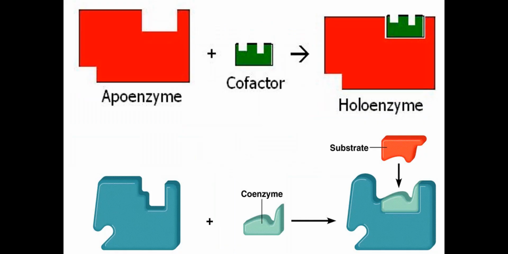This is the diagram of the apoenzyme, the protein part, and the cofactor, the non-protein part. And when they combine with each other, it forms the holoenzyme, which is called the active enzyme.